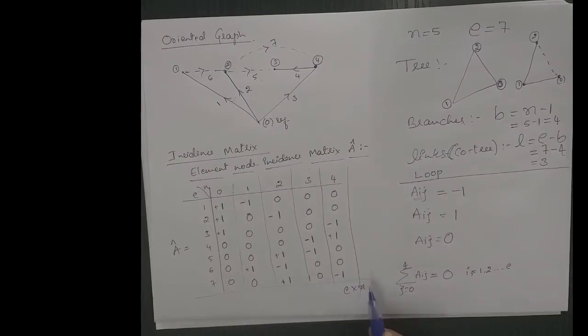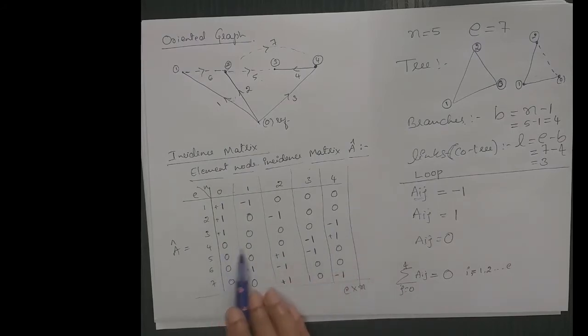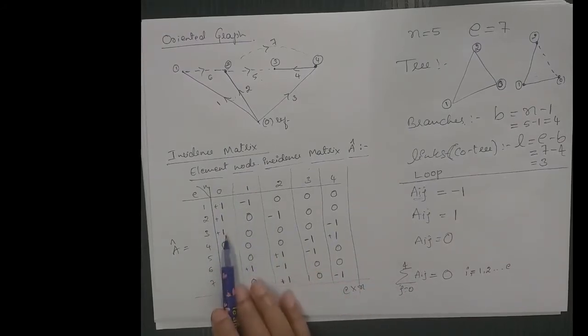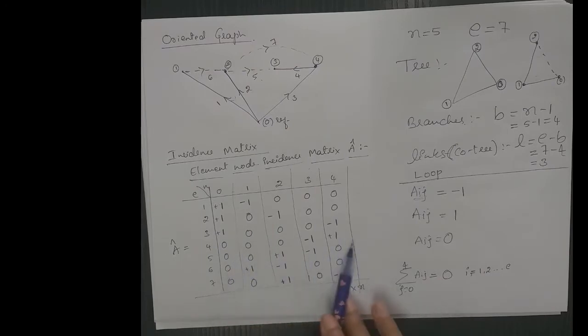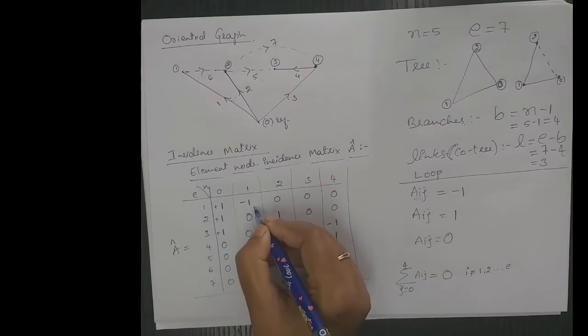Let us look at the properties of A cap. The first property: the sum of the row becomes 0. Take any row, the sum of the row becomes 0. Every row has +1 and -1, so the sum of the row becomes 0. Each row contains 2 non-zero entries: one is +1 and the other is -1.